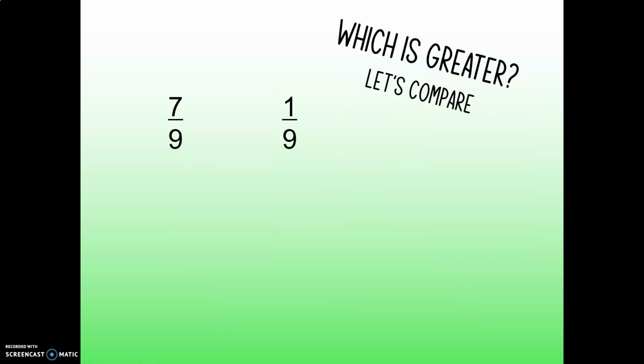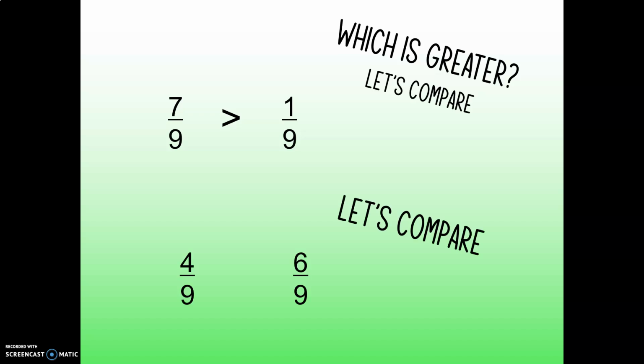Let's try some quick practice. Which is greater, 7/9 or 1/9? I notice my denominators are the same, so I'm comparing my numerators. 7/9 is greater than 1/9. Let's try another. 4/9 and 6/9. Compare. Did you say that 4/9 is less than 6/9? Then you are correct.